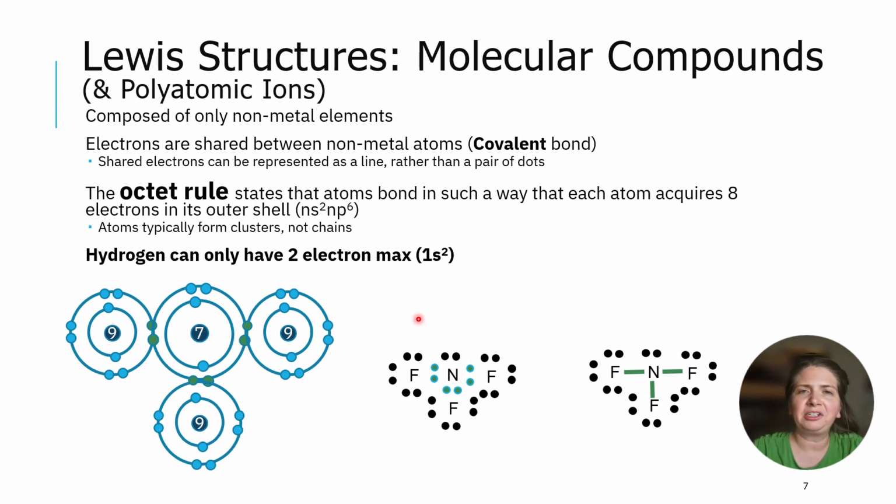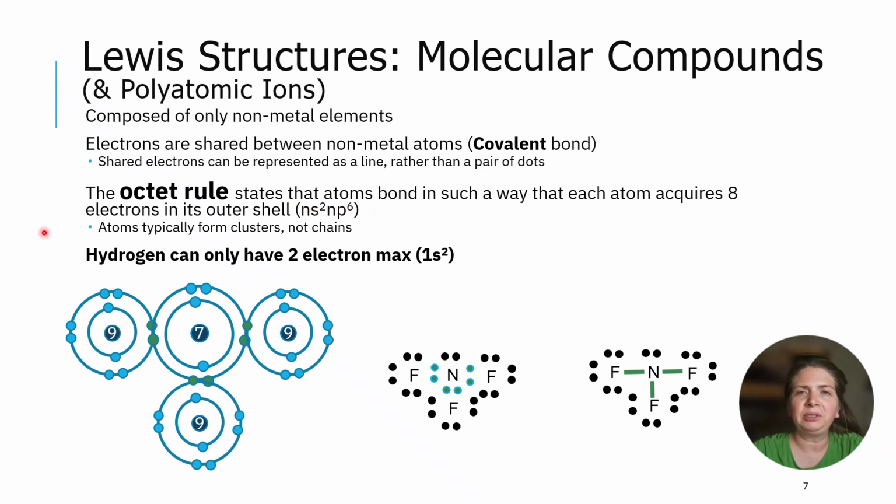In molecular compounds, atoms are not concerned with how many valence electrons they started with. Instead, they share electrons in whatever way is needed so that each atom ends up with 8 valence electrons. This is known as the octet rule. The octet rule comes from the fact that the s subshell can hold 2 electrons and the p subshell can hold 6 electrons. 2 plus 6 equals 8.